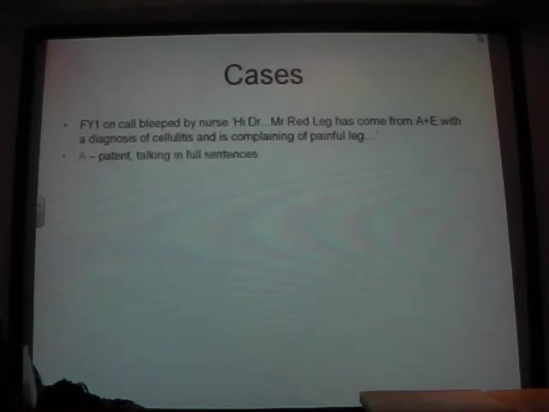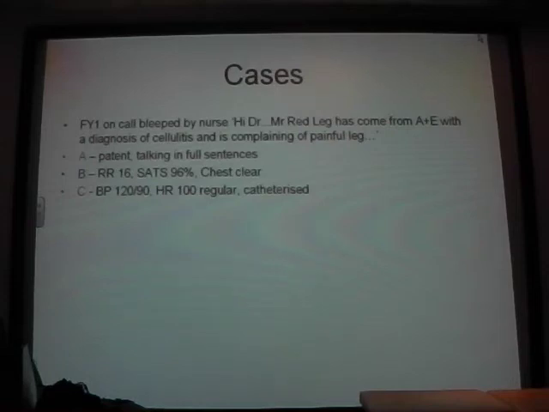Okay, so you arrive, he's talking in full sentences, mainly about how painful his leg is and how no one's treated him for it yet. So his respiratory rate is fine, he's saturating well on air, he's got bilateral air entry, you're not concerned about this patient from a respiratory point of view.